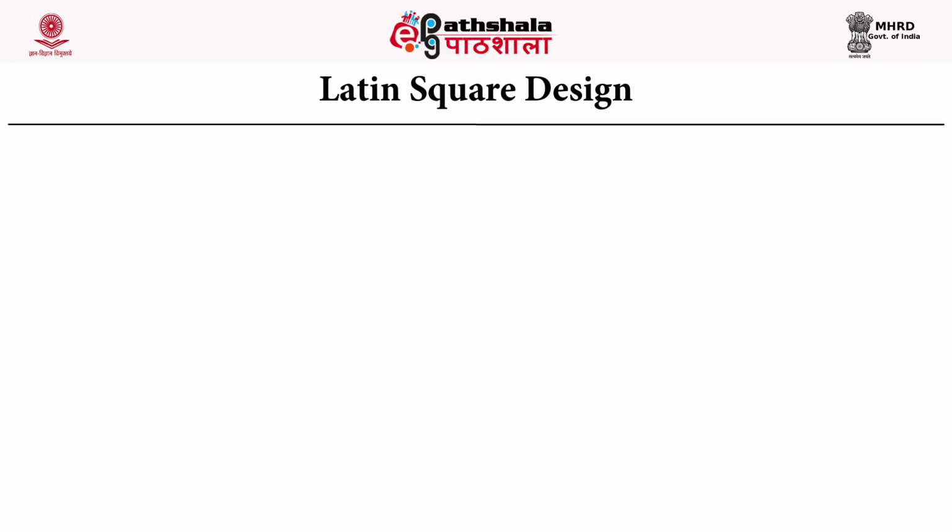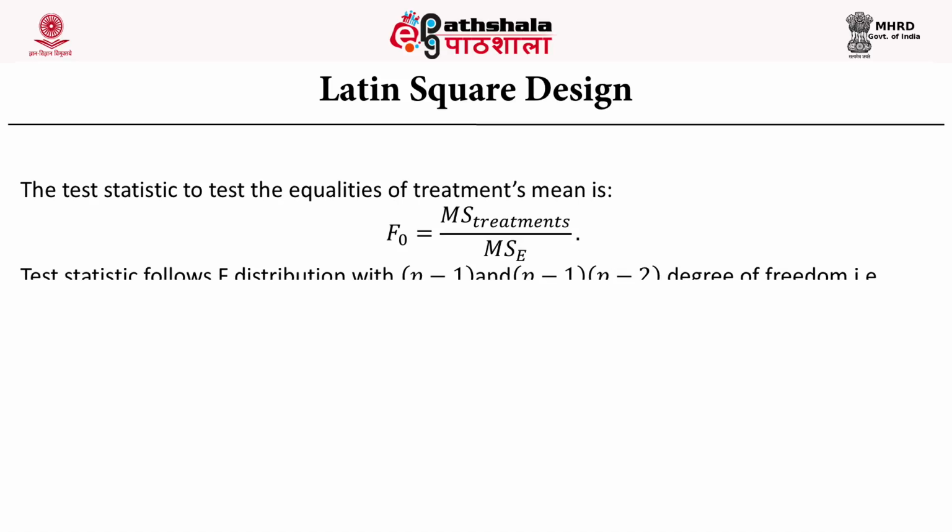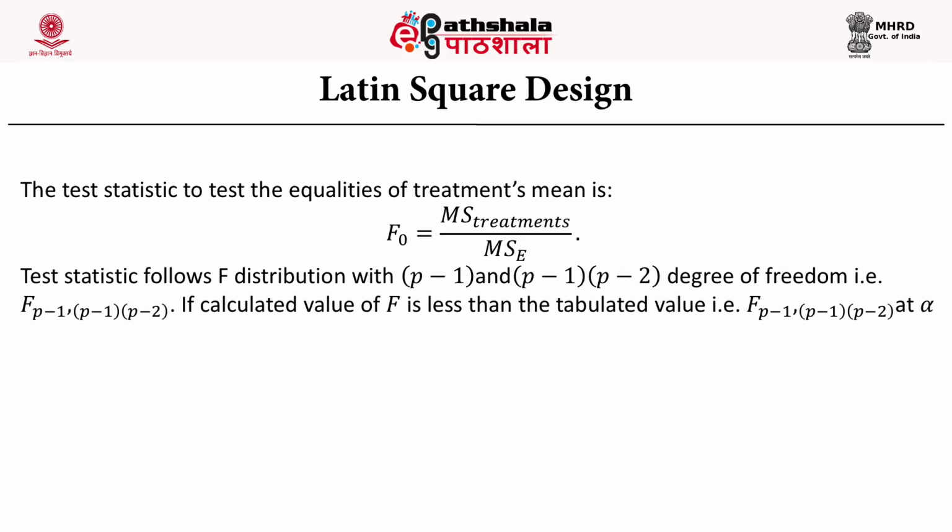The test statistic to test the equality of the treatment means is F naught, which is equal to mean sum of square of treatment divided by mean sum of square of error. The test statistic follows an F distribution with p minus 1 and p minus 1 into p minus 2 degrees of freedom, that is F with p minus 1, p minus 1 into p minus 2.